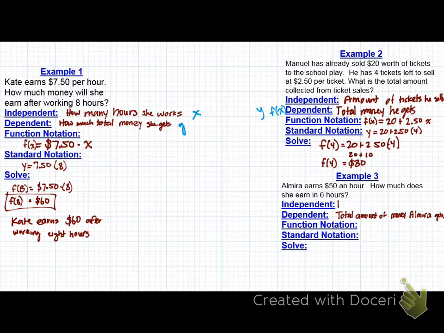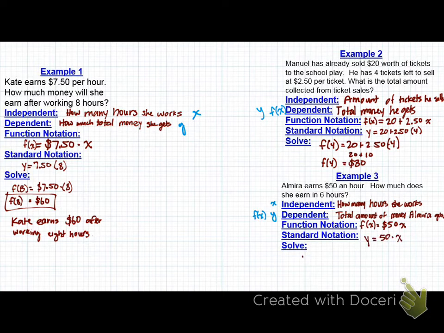Okay, the independent variable would be how many hours she works, right? Okay, so then this is our x and this is our y, right? Our y I also think of as f of x. It's the same thing. So function notation, we're going to start with f of x is equal to, well, she has $50 per hour, and so it's going to be 50 times x. Standard notation is going to be y is equal to 50 times x.